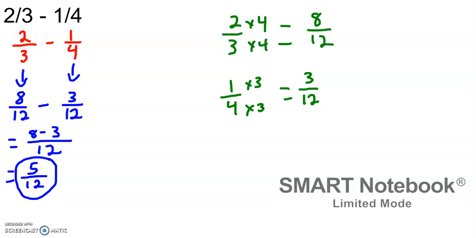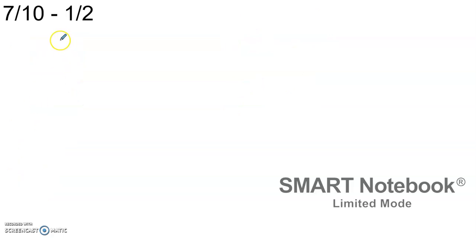Now that we have this down, let's look at another one. So again, this is the way it's typed. So I'm going to rewrite it the way I'm comfortable working with it, which is 7/10, 7 over 10, minus 1 over 2, which is 1/2. And I notice this has a denominator of 10, and this one has one of 2. So I know I have to find equivalent fractions. So I'm going to rewrite the 7/10 and the 1/2.